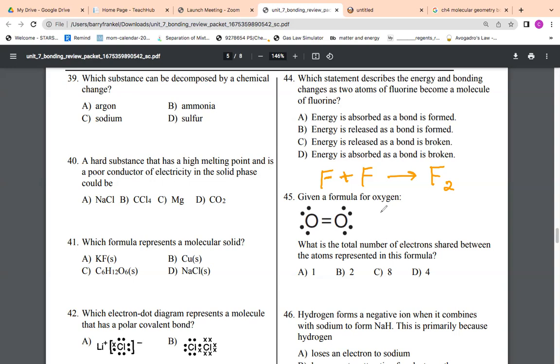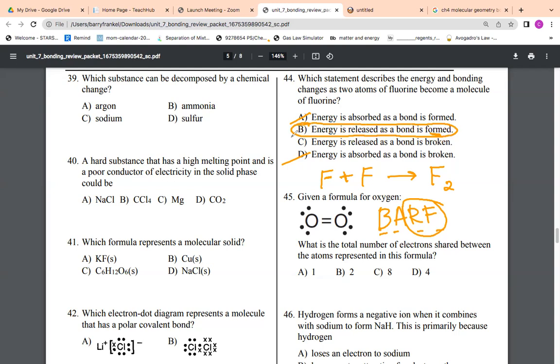This is another example of BARF. So start BARFing, okay? Don't start barfing, please. I don't want you to be sick. Okay. Anyways, BARF. Broken, absorbed, released, forming. So what are we doing? We are forming a bond between 2 fluorine atoms and they're becoming one molecule. So we are forming, that's F, and that's paired with R. So in order to form a bond, you need to release energy. So it's definitely not A and definitely not D. So again, energy is released as a bond is formed. So choice B is the one that we want to go with.